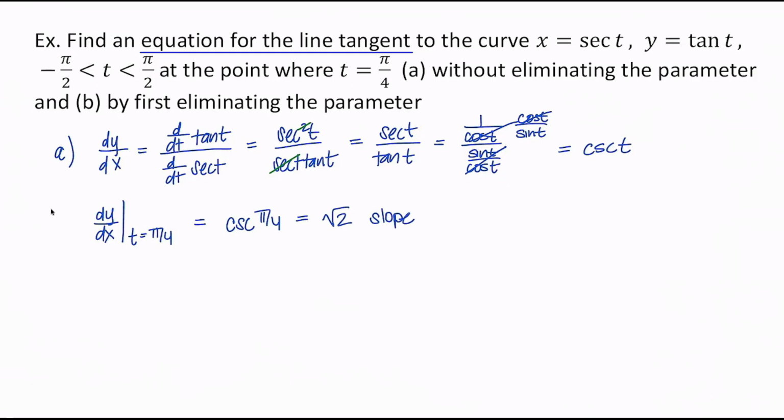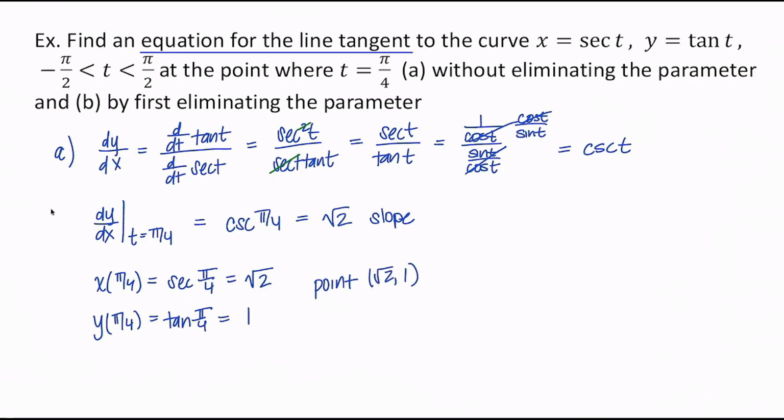And I also need a point. To find the point, I need x of pi over 4 and y of pi over 4. So x of pi over 4 is secant of pi over 4. That's actually the same thing as cosecant of pi over 4, because it's 1 over cosine of pi over 4, 1 over rad 2. So it is also just rad 2. And then y of pi over 4 is tangent of pi over 4, which is just 1. So my point is rad 2 comma 1.